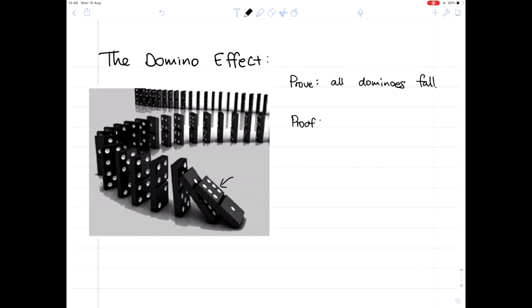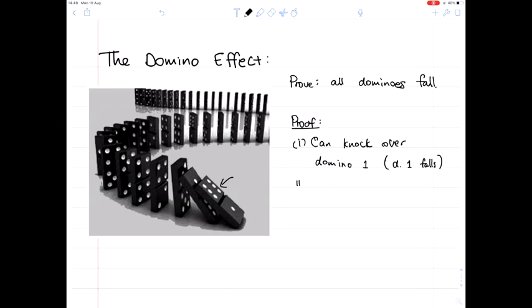So our proof is going to start off by saying 1, we can knock over domino 1. This is really saying domino 1 falls over. So we need a proof of that. And this, if you've ever knocked over one domino, you know that it can happen.